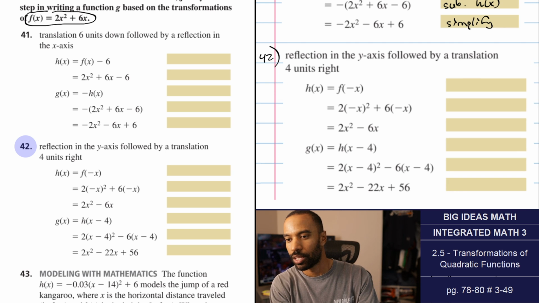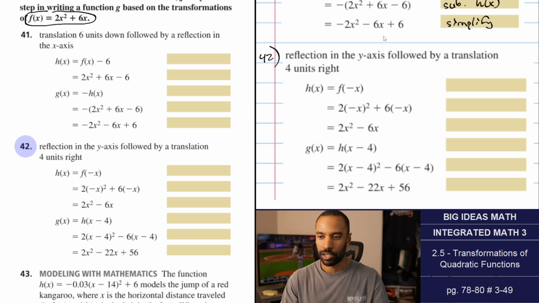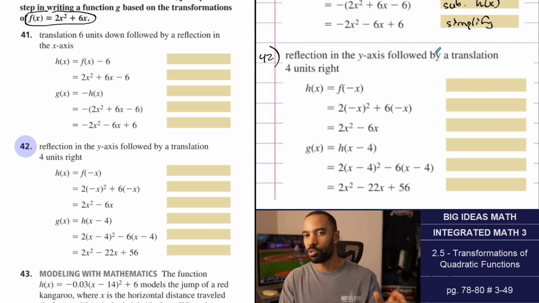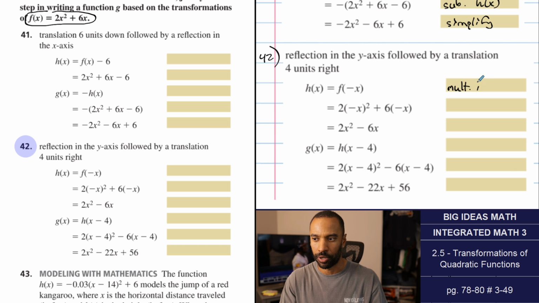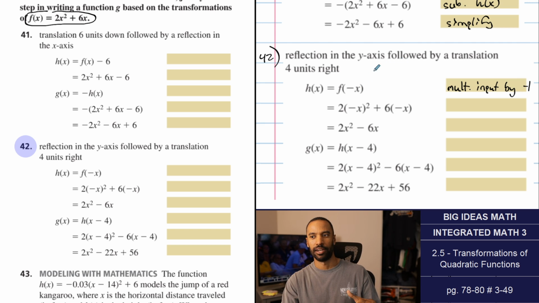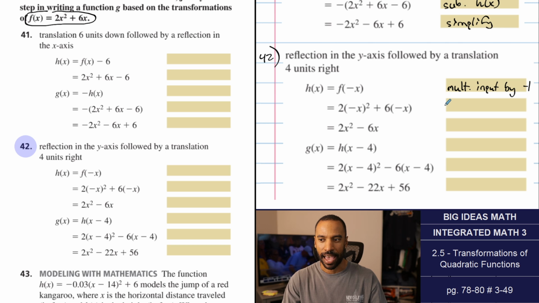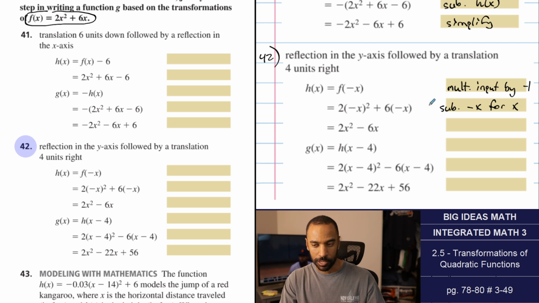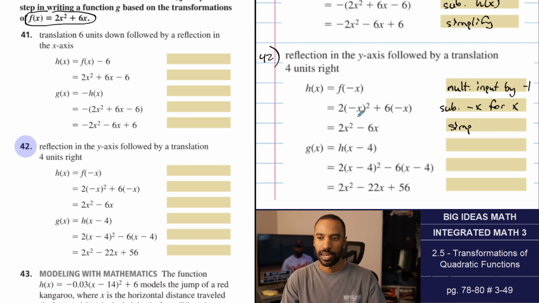All right, let's see. A reflection in the y-axis. Okay, agreed. So first thing is we multiply our input by negative 1. See, when we multiplied f of x by negative 1, that was our output. Multiply input by negative 1, our x. It's justified. Now we're substituting negative x for x. This is how function notation works. Substitute negative x for x. By the way, sub doesn't mean subtract. It means substitute. For x, use parentheses. And then we simplify. Okay? Negative x squared is x squared. 6 times negative x is negative 6x.